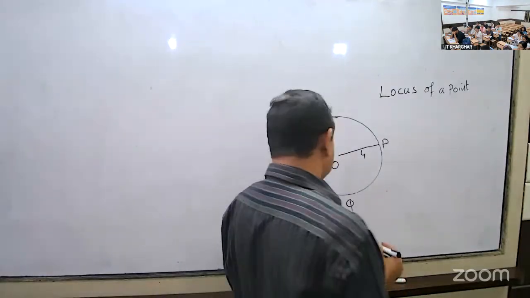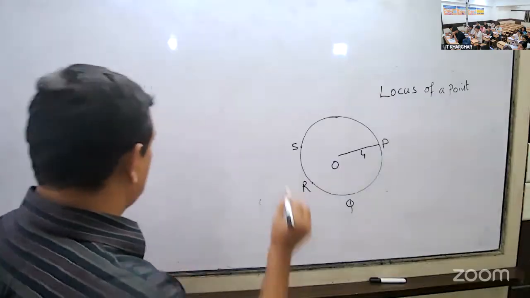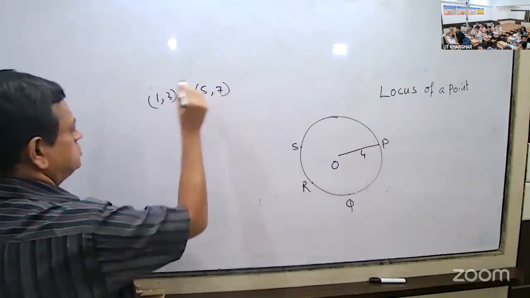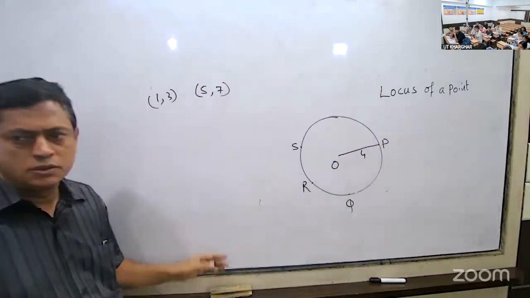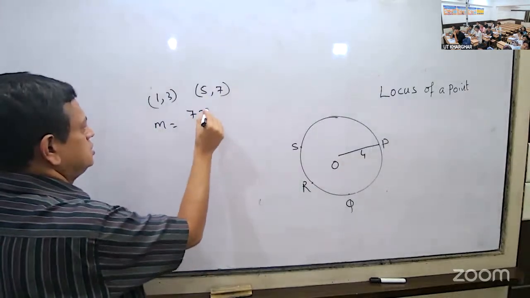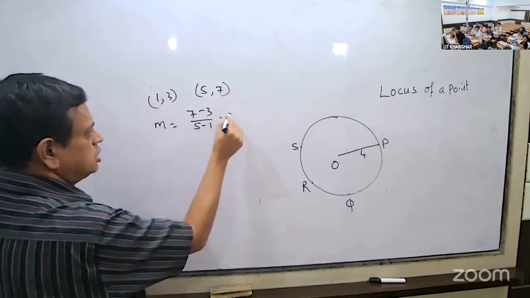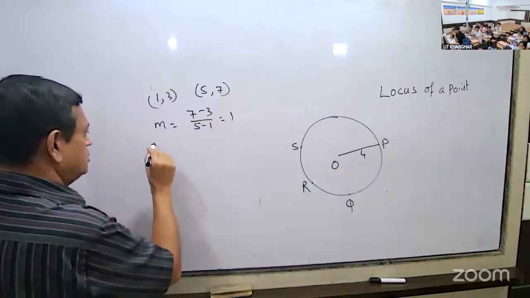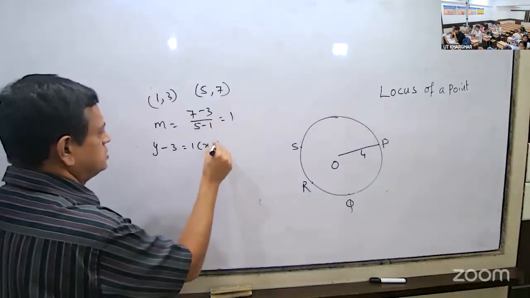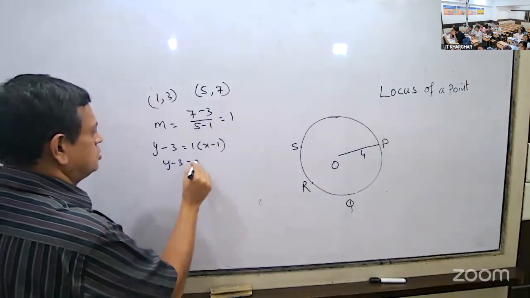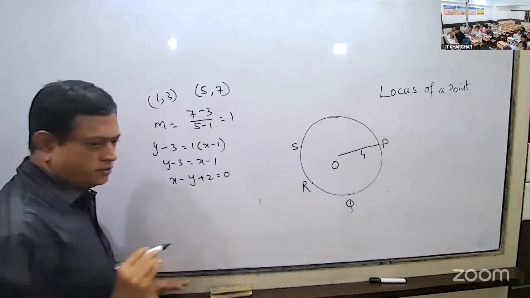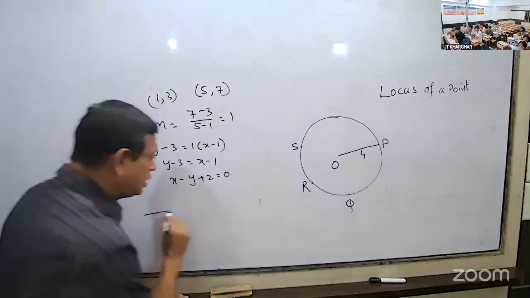For example, you have studied the equation of the line now? How will you find the equation of the line passing through (1, 3) and (5, 7)? What will you do? First you find out m. m is equal to how much? (7 minus 3) divided by (5 minus 1). 7 minus 3 is how much? 4 by 4, 1. Therefore, what is the equation of the line? y minus y1 is equal to m into (x minus x1). That is y minus 3 is equal to x minus 1, or x minus y plus 2 equal to 0. You got the equation. This is a line.